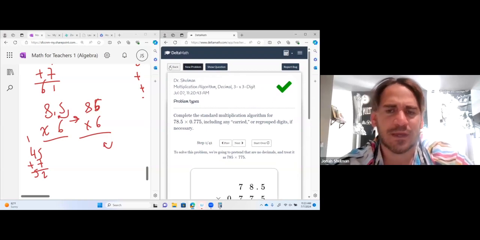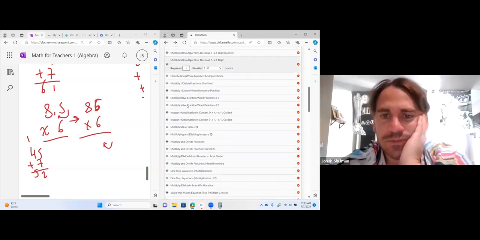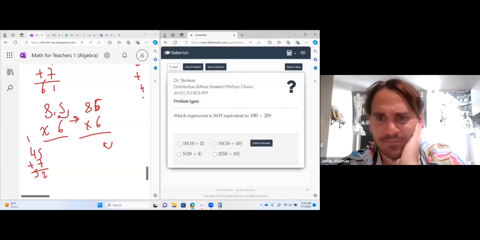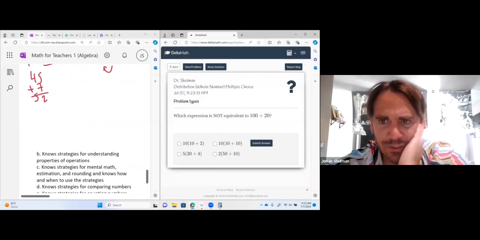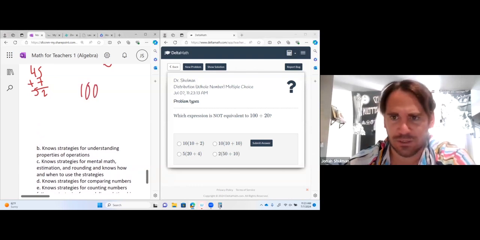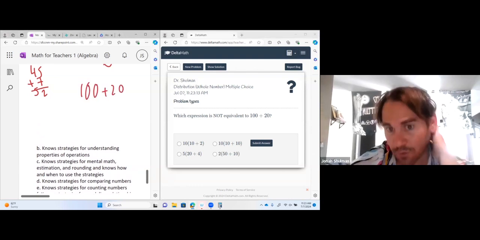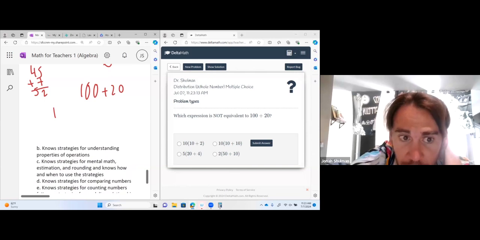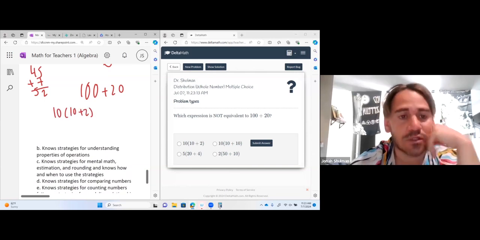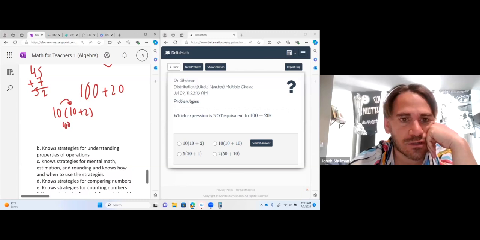All right. Time to look at some different types of problems. So we've got some distribution that we're looking at. So which one's not the same? All right. So how about 100 plus 20? What's another way of writing it? Well, 10 times 10 plus 2, that's 100 plus 20. So it's not the first one.